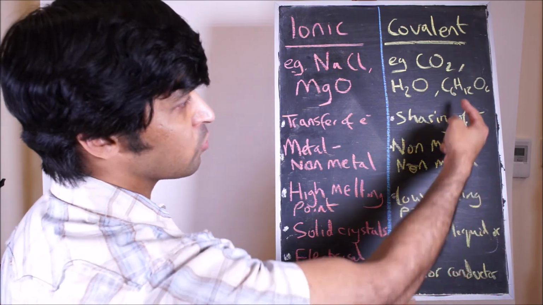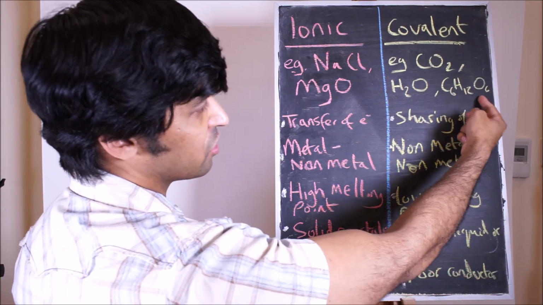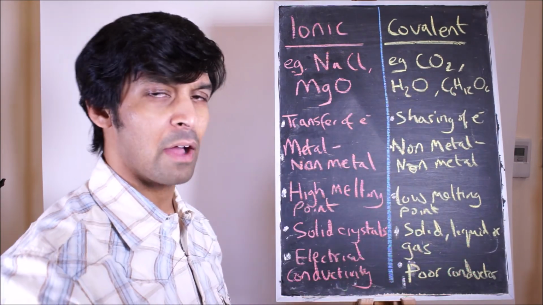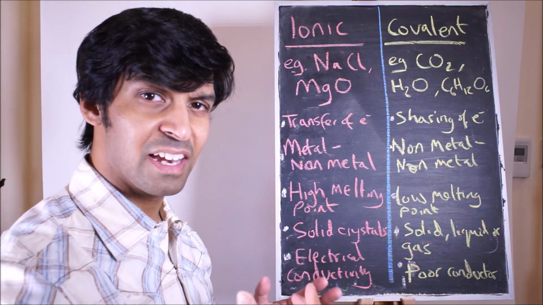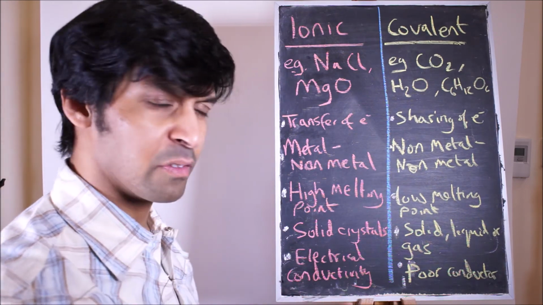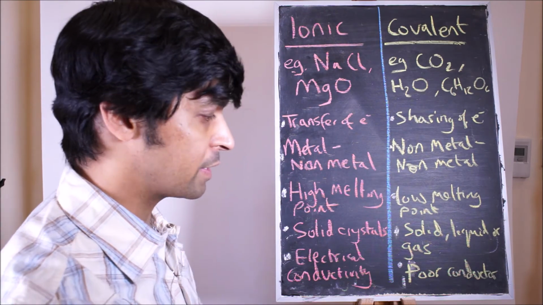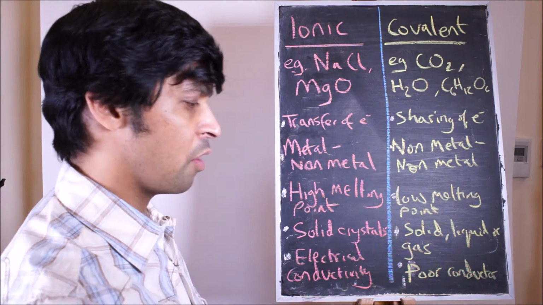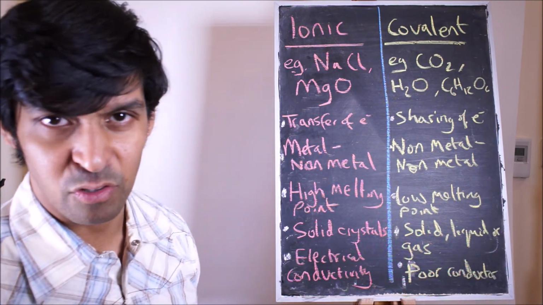But as you can see, this one's a solid. You know, sugar is a solid. This one's a liquid. This one's a gas. So covalent compounds can exist as solids, liquids, and gases at room temperature. So that's around 20 to 25 degrees centigrade. Okay? And finally, it doesn't matter if you dissolve them or not, they are poor conductors of electricity.